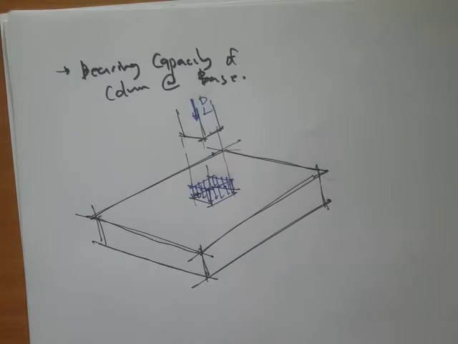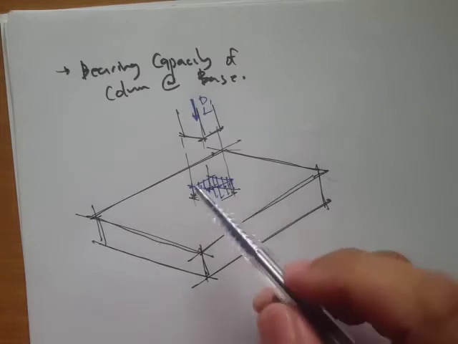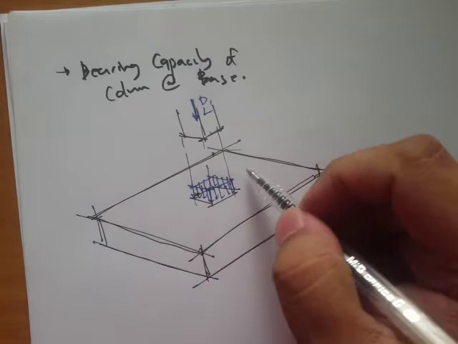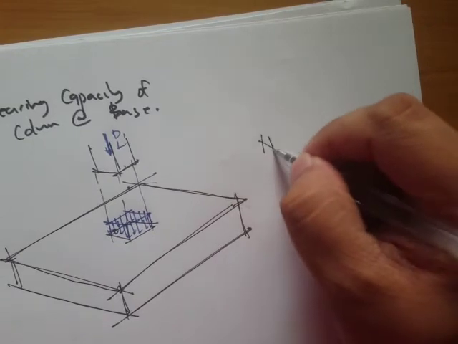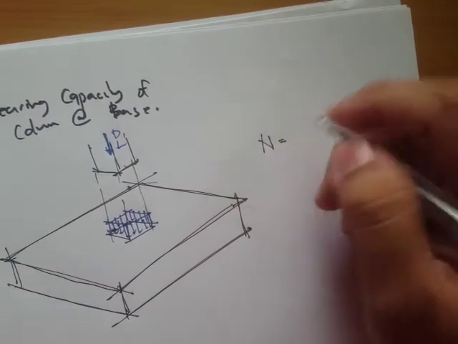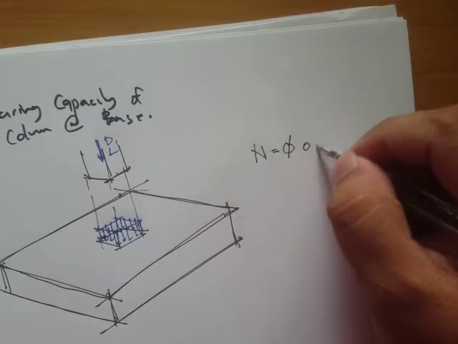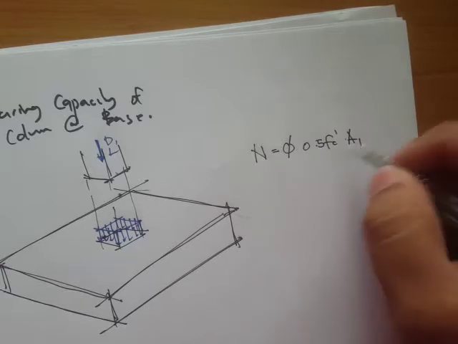Now we have to check if the bearing capacity of the concrete is enough to handle these loadings. The equation to check for the bearing capacity is this equation. Let's say N is equal to the reduction factor times 0.5 Fc prime times area 1.